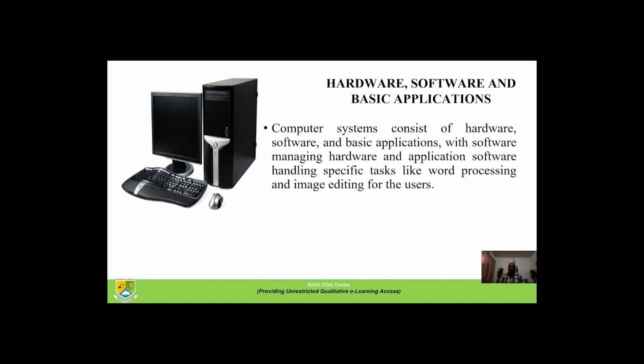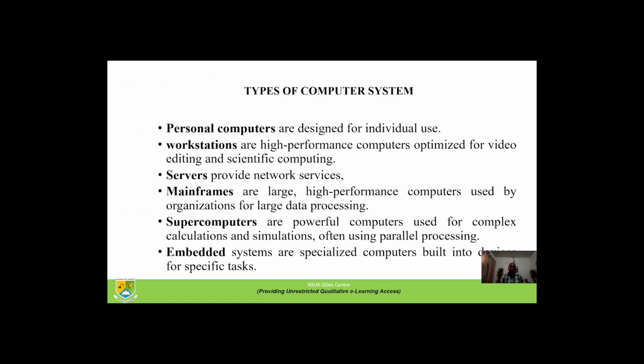Hardware, software, and basic applications. A typical computer system consists of hardware, software, and basic applications, with system software managing the hardware, and application software handling specific tasks like word processing and image editing for the users.